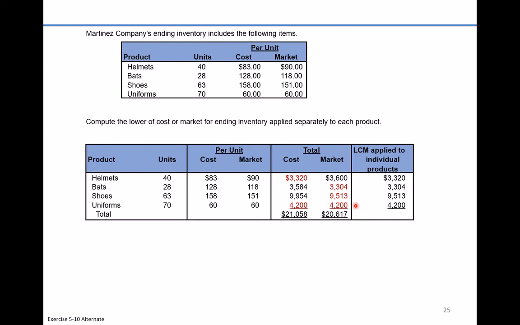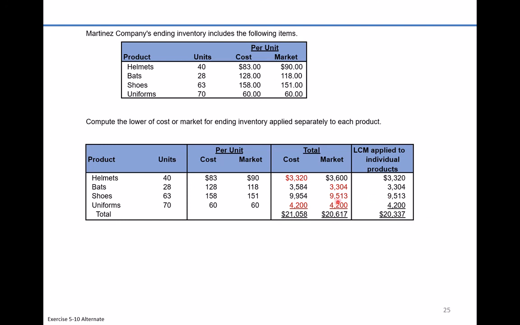Well, we simply just total those values up. $3,320 plus $3,304 plus $9,513 plus $4,200. That gives us the total value of our inventory of $20,337. So that's the amount we want to actually mark inventory down to.